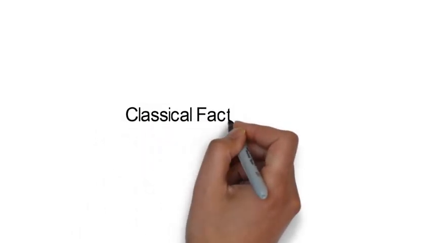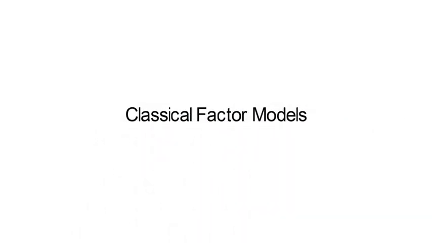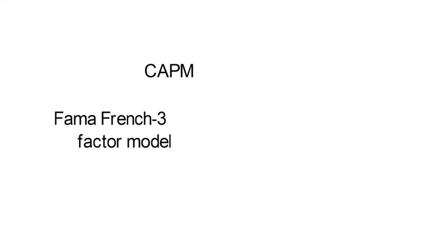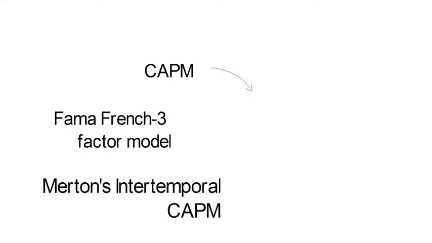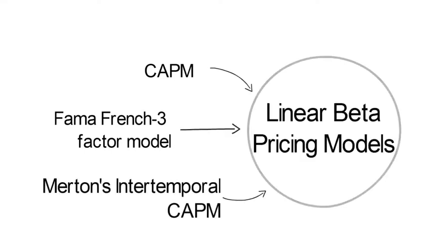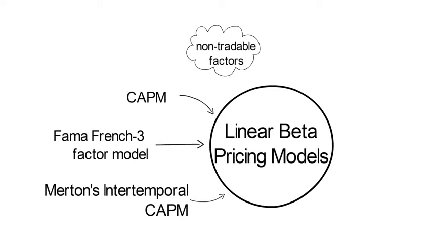In this video, we talk about classical linear factor models. We talk about how the I-CAPM, Fama-French three-factor model, and Merton's Intertemporal I-CAPM relate to the concept of linear beta pricing models. We also talk about how to incorporate factors that are not tradable.